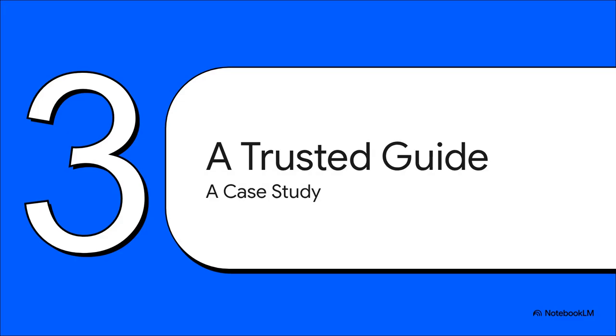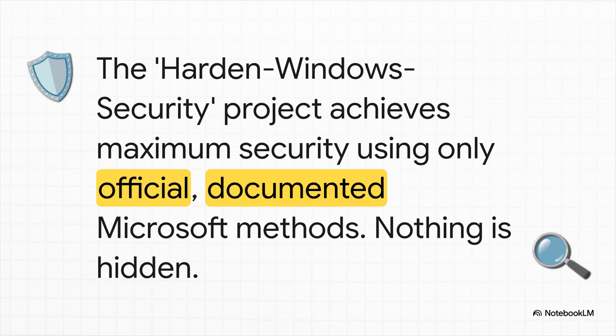Okay, so that all sounds good in theory, but how do we actually do it? Well, in Section 3, our trusted guide appears. Let's look at a real-world case study in hardening. So our guide for this journey is the Harden Windows Security project on GitHub. It's this incredibly detailed, totally open-source repository that shows you step-by-step how to get to maximum security. And here's the key. It does it using only official, documented Microsoft methods. It's completely transparent, it's trusted by a lot of people, and nothing is hidden behind a curtain.